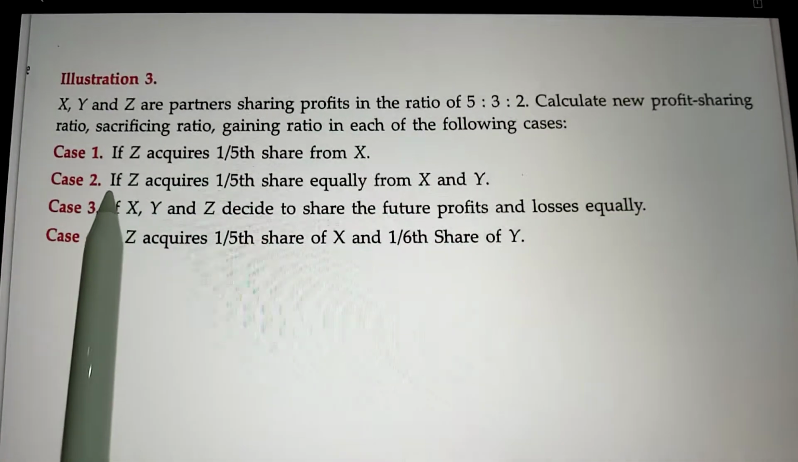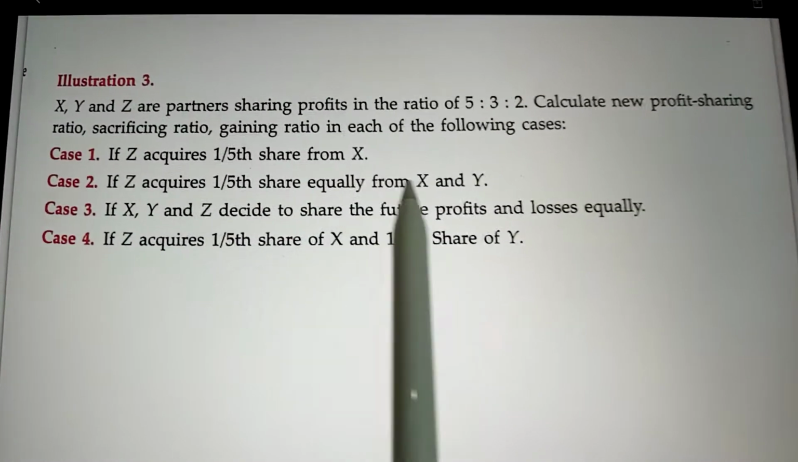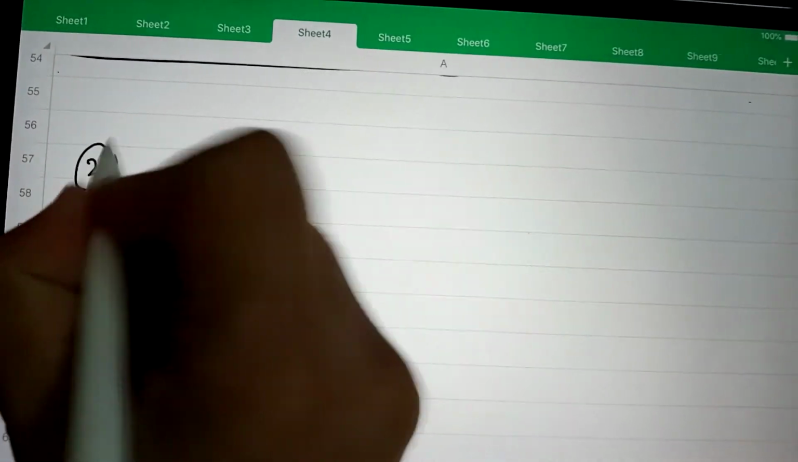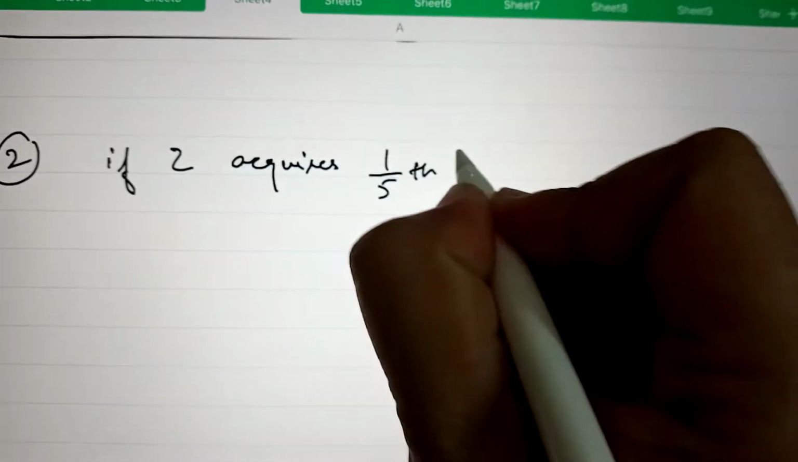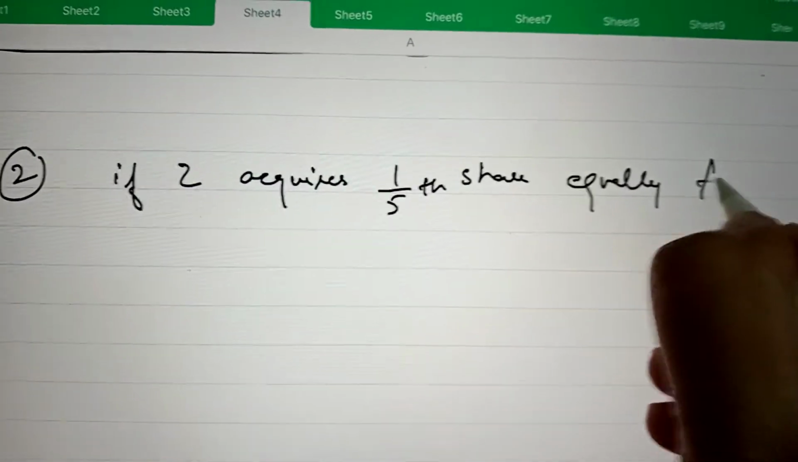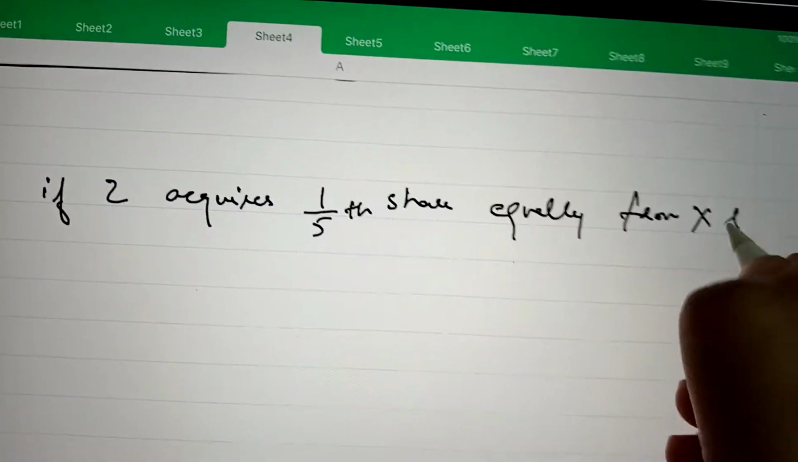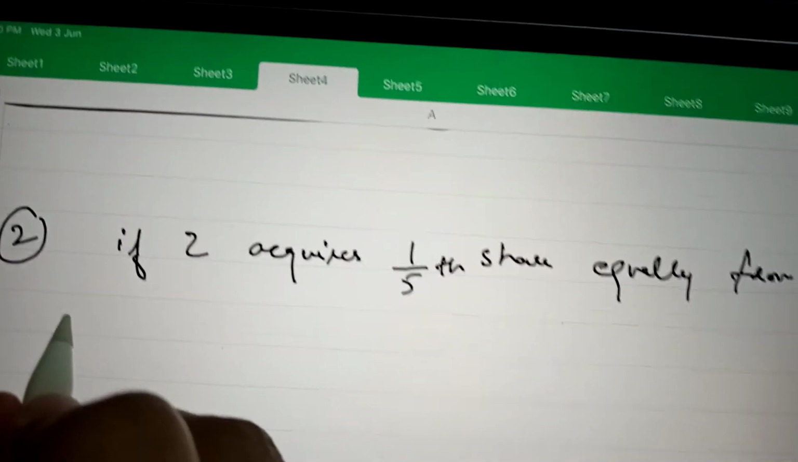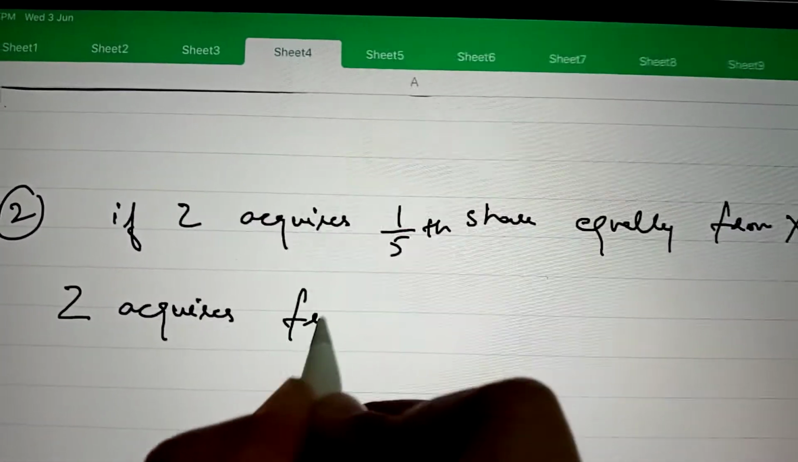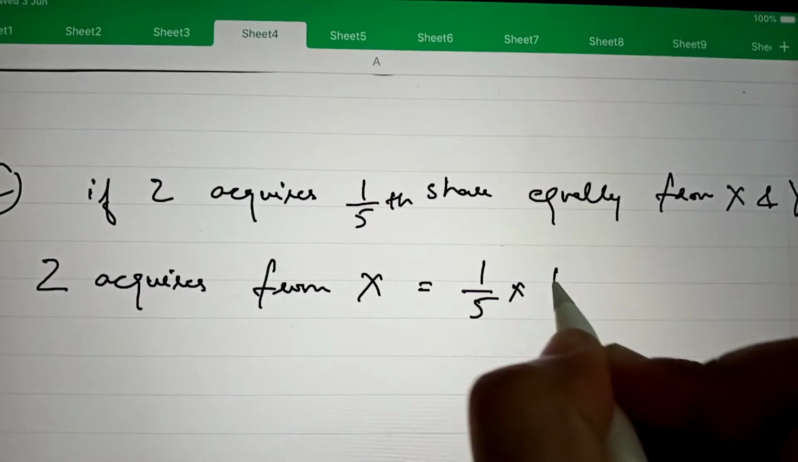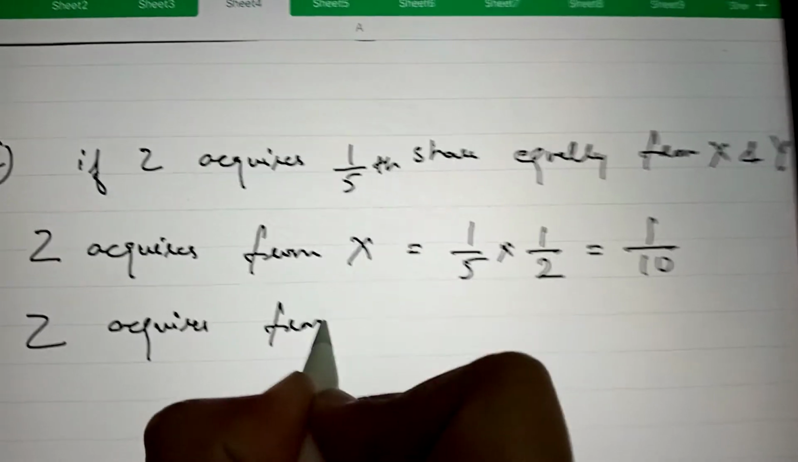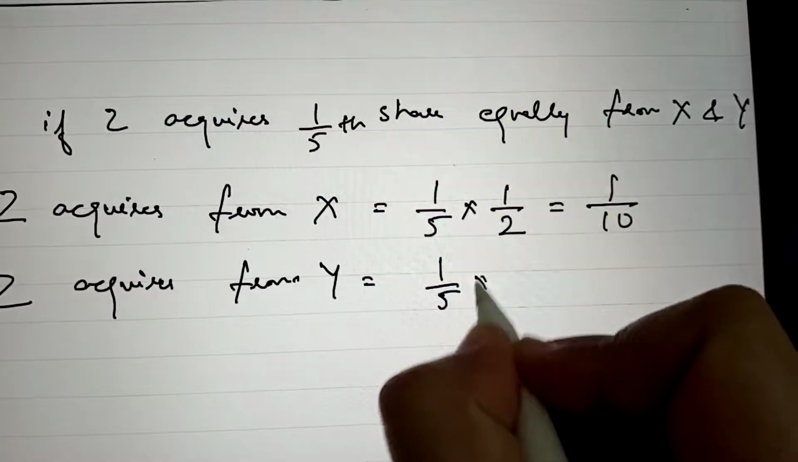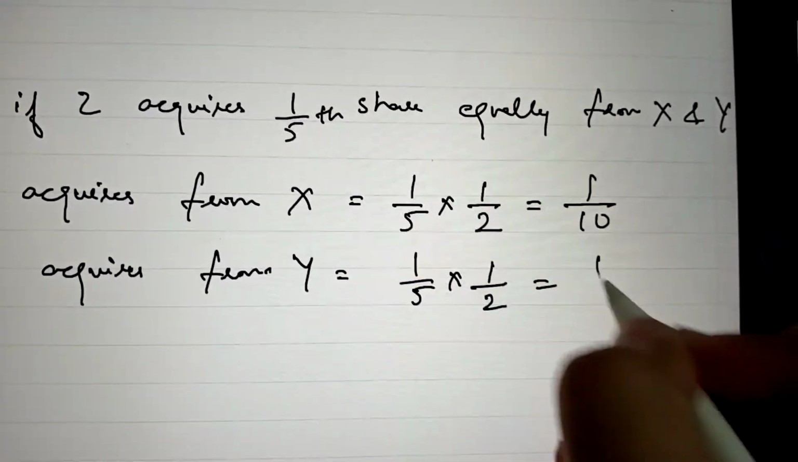In the second case, it is given to us if Z acquires 1/5 share equally from X and Y. It means Z acquires from X 1/5 multiplied by half is equal to 1/10, and Z acquires from Y the same share, 1/5 multiplied by 1/2 is equal to 1/10.